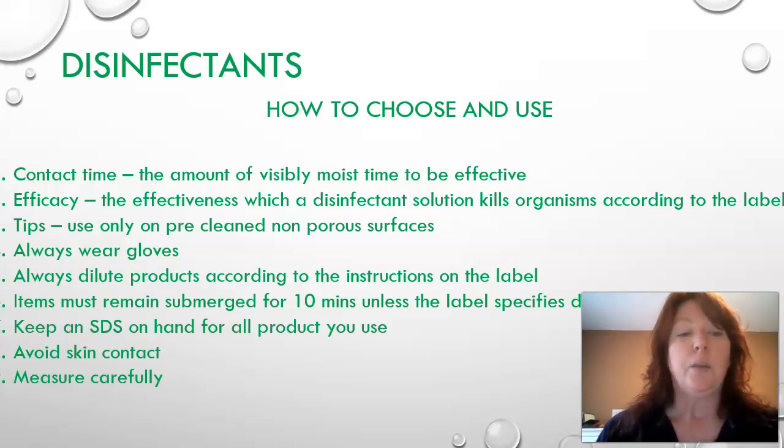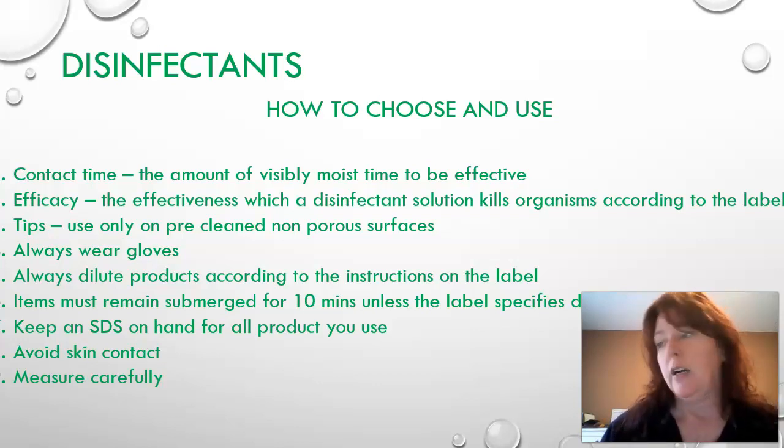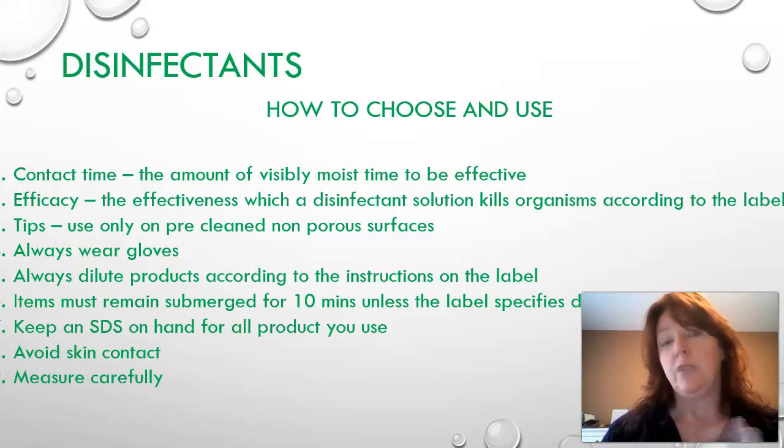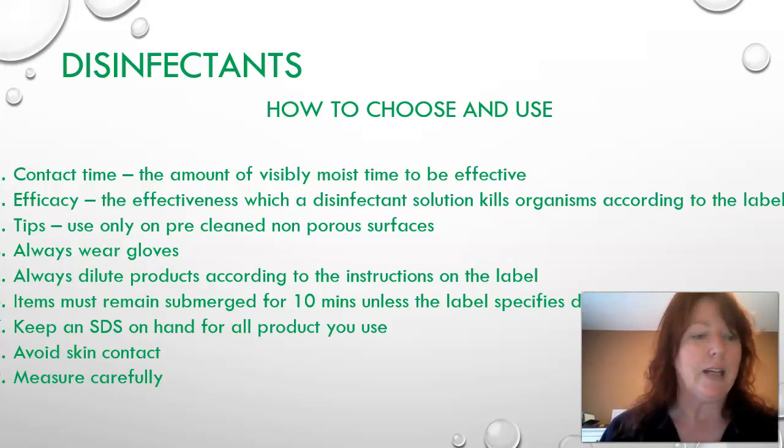Tips: only use on a pre-cleaned, non-porous surface. So you wouldn't use it on something that it would absorb into, say, your skin. You would never use disinfectants on your skin. And always dilute the products according to the instructions on the label. As an example, Barbicide. We don't use Barbicide right out of the jug. We use it in a dilution, and there's a specific dilution that we use for that, and we'll be going over that later in class.